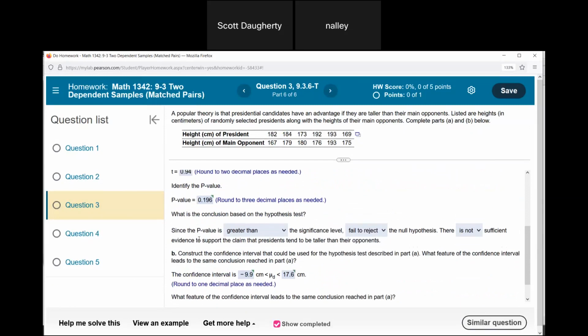And they're doing the p-value method, I guess. Remember, the p-value is greater than alpha, the significance level. You fail to reject the null hypothesis. And we said that that means there's not sufficient evidence to support the claim. So they're getting the same result.